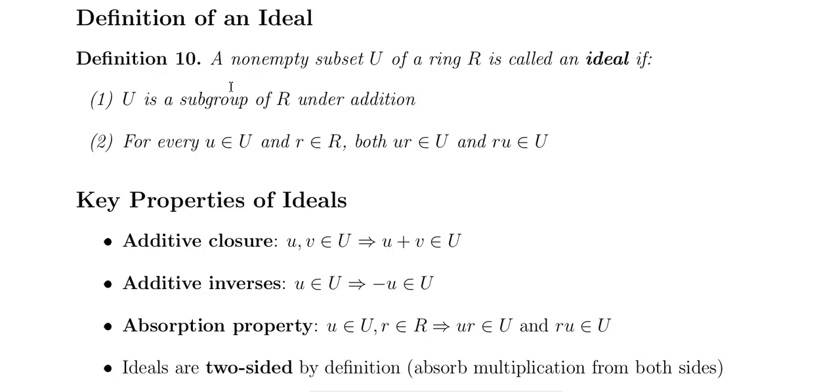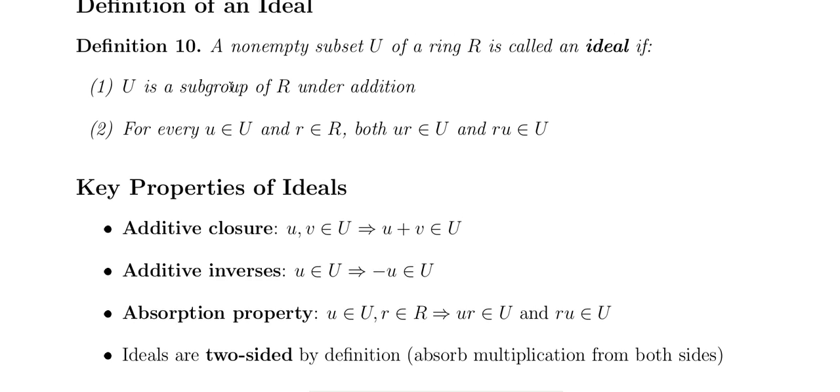A subset U is called an ideal if U is a subgroup of R under addition, and for every u belongs to U and r belongs to R, both ur and ru belong to U. This is the basic definition.